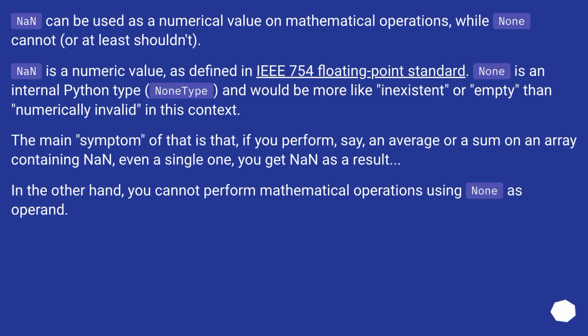None is an internal Python type, NoneType, and would be more like inexistent or empty than numerically invalid in this context. The main symptom of that is that, if you perform, say, an average or a sum on an array containing NaN, even a single one, you get NaN as a result. On the other hand, you cannot perform mathematical operations using None as operand.